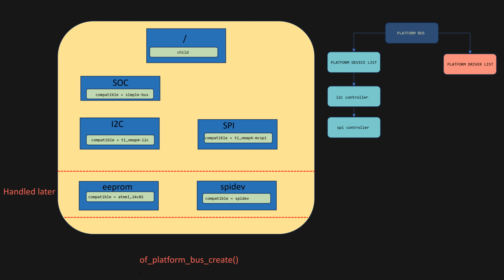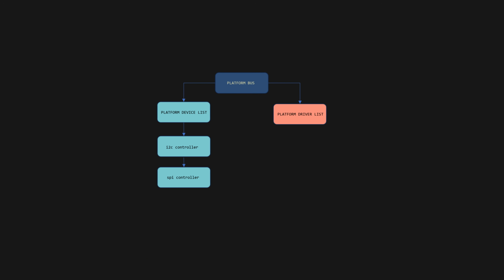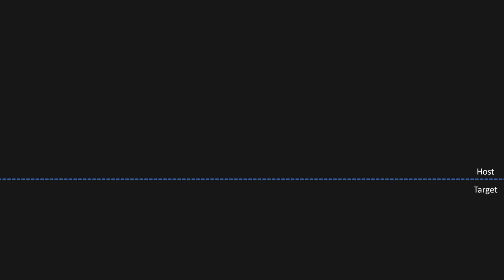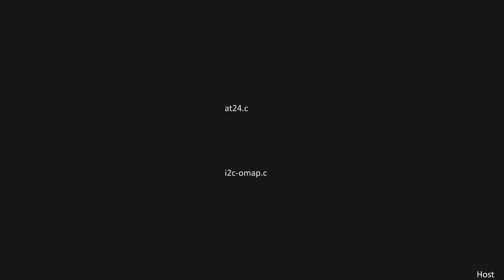At this point, our I2C controller has been discovered and is now represented inside the kernel as a struct device. But what about the driver? To understand that, we need to go back in time to when the kernel was compiled. In our example, there are two relevant drivers: at24.c for the EEPROM, and i2c-omap.c for the I2C host controller.